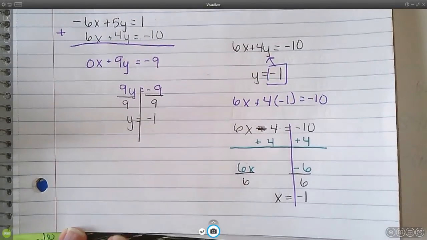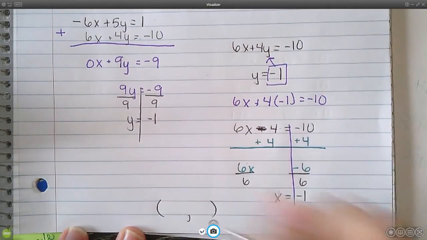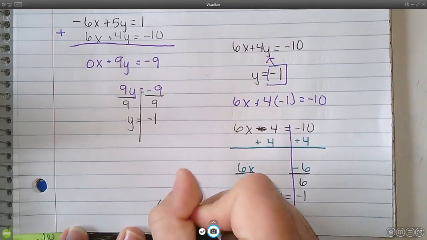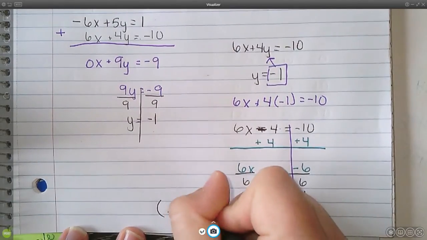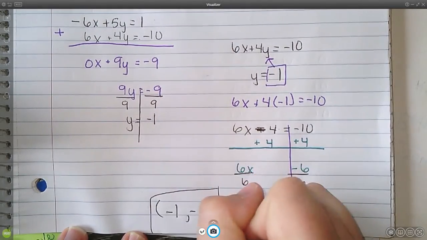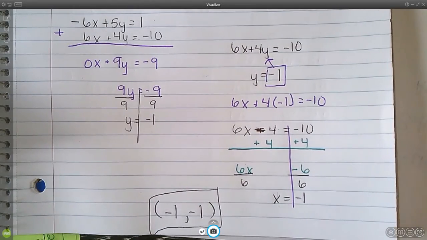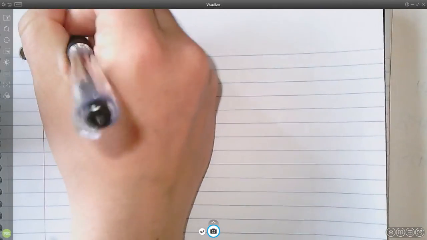Okay, and then don't forget, you have to write your answer as a coordinate pair. So my x value was negative 1, and my y value was also negative 1. So there's your answer. Okay, so I'm going to do one more, but I'm going to write down some steps, and we're going to follow the steps. All right, so steps, let's see.